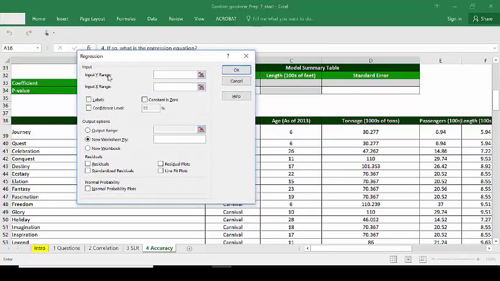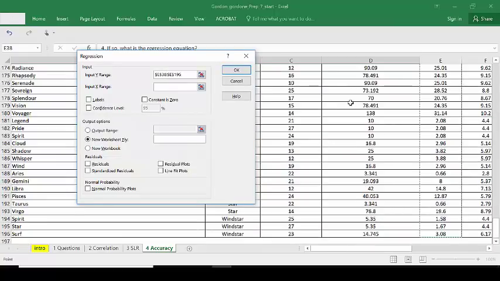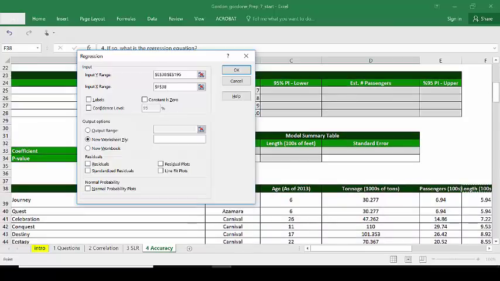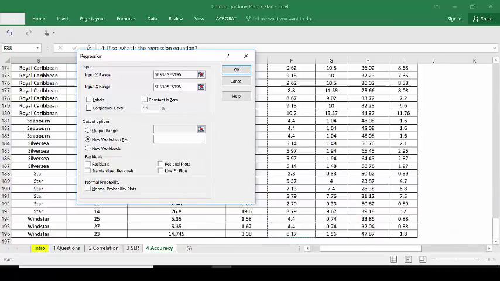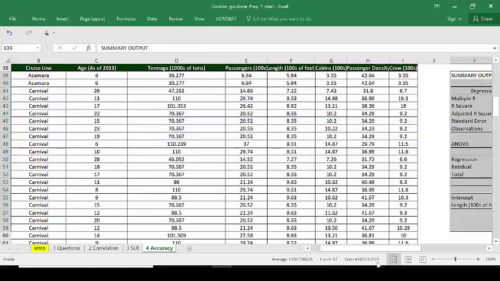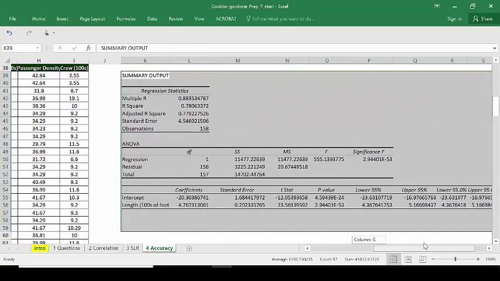First, we have to indicate what the y variable is. Again, the y variable is the variable that you want to predict or estimate. In our case, that's number of passengers. So I'm going to select that entire column, including the heading. The x variable is the variable that we're using to predict y. So we're going to use length to predict the number of passengers. So I'm going to select that column, including the heading. I want my labels box checked, and that's because I included the headings. And then again, for the output range, we're going to select that designated cell. And then if you click OK, OK again, here is the output for the regression equation.